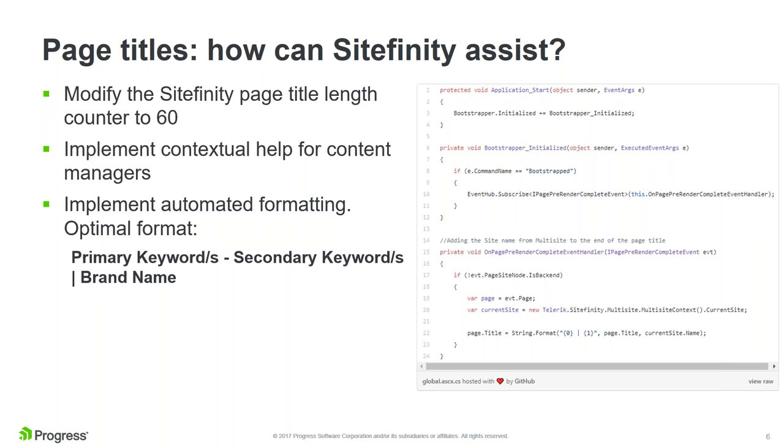The way we can automate that, we can't really automate the primary keywords or the secondary keywords part of the optimal format structure. We can automate the brand name. So in my global.ascx on the right hand side, on the page pre-render complete event handler, I'm checking that this is not a back-end page. I'm grabbing the current site out of the multi-site context, and then I'm adjusting the page title just before render to include the brand name and a pipe, as well as the page title that the content manager has put in. So it's just a way to make that a little bit tidier.